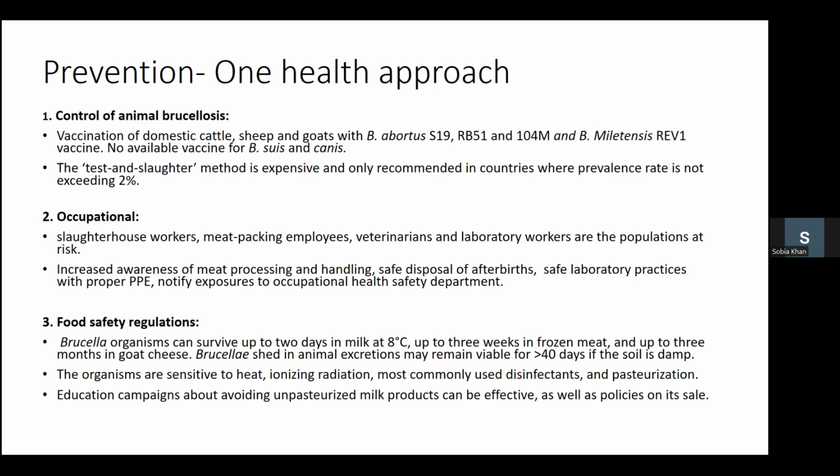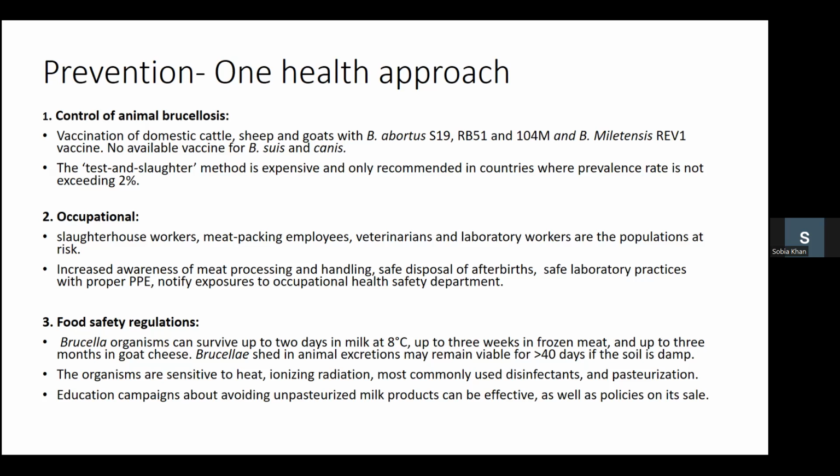Another strategy is the test and slaughter method, which can be applied to areas where the prevalence rate does not exceed 2%. You test the animal, and if it is seropositive, on the basis of that you slaughter, so that it is not spread to other animals in the herd.